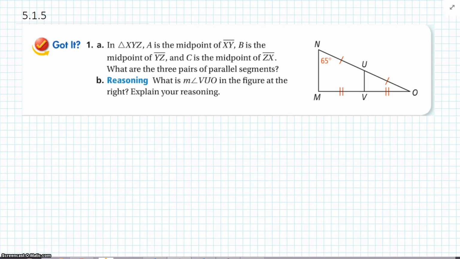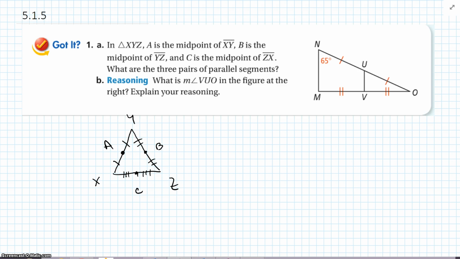In triangle XYZ, A is the midpoint of XY. B is the midpoint of YZ. So let's draw this triangle up. So I have a triangle X, Y, Z. A is the midpoint of XY. B is the midpoint of YZ. And C is the midpoint of XZ. What are the three pairs of parallel segments?